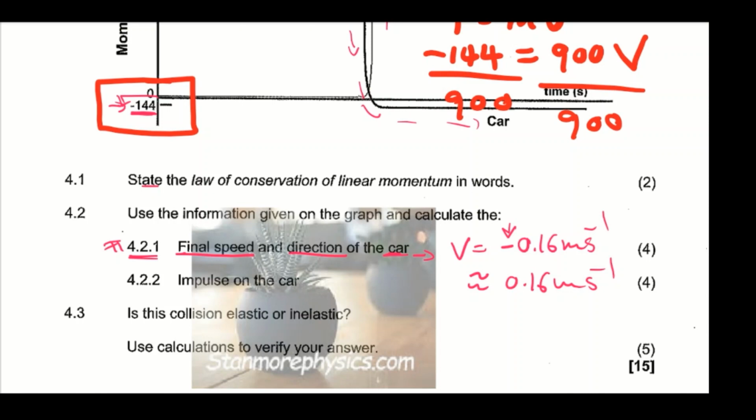Remember that the car was moving east, and because of that, we consider east to be positive, right? So the negative means that it's no longer going in that east direction, so it's going opposite of east, which is west. Hence, we're going to just say the final velocity is equal to 0.16 meters per second, and then we specify the direction, which is west. So this is the answer for 4.2.1.